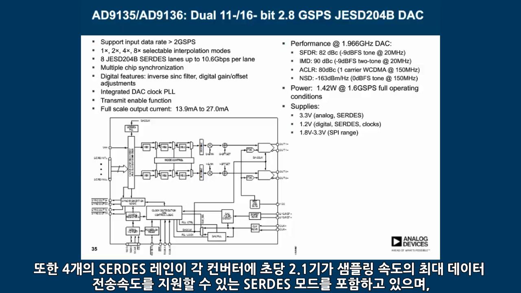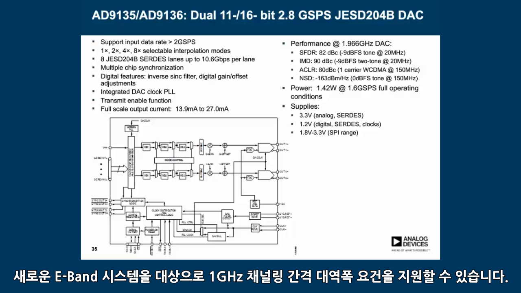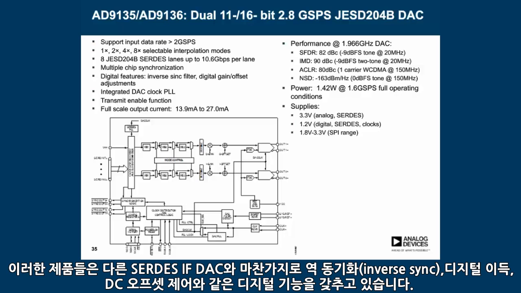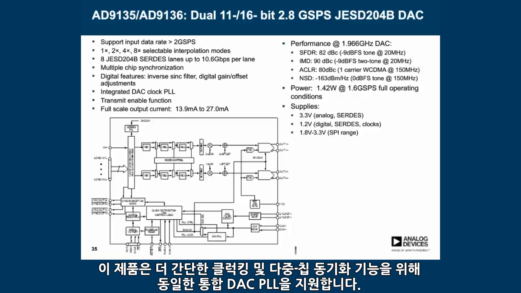maximum data rate capability of 2.1 gigasamples per second, enabling support of the 1 GHz channel spacing bandwidth requirements for the newer E-band system target. These products have digital functionalities such as inverse sync, digital gain, and DC offset controls, like the other SerDes IF DAC. They have the same integrated DAC PLL for simpler clocking and multi-chip synchronization capabilities.